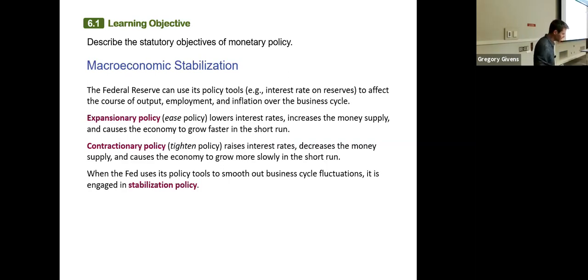When the Fed takes deliberate actions to try to dampen the business cycle, it's engaged in what's called stabilization policy. That's what we mean by macroeconomic stabilization policy, where the Fed is purposefully trying to smooth out those large fluctuations in the business cycle over time, right? That is, reduce output during expansions or increase output during recessions. The Fed can use expansionary or contractionary monetary policies to try to achieve those particular goals.